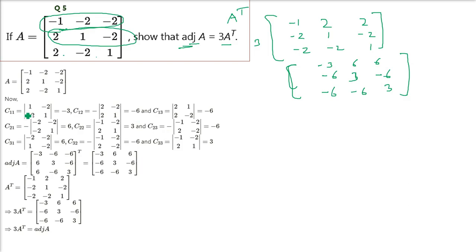So I'm just giving you an idea. You have to find the cofactor matrix as I suggested. Then you have to take the transpose of that matrix, and these two are exactly similar. Or you can say you can take thrice out of adjoint A, that is going to be equal to A transpose, right?